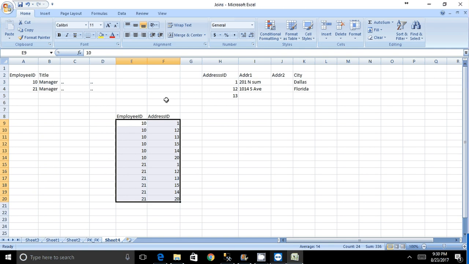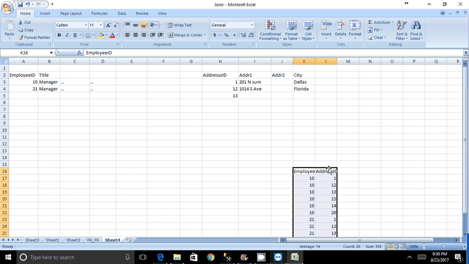With the same example, let's do one-to-one. For the junction table, do you need it for one-to-one? For one-to-one, you don't need the junction table. What you're going to do is put the address ID in the same table. You don't need to go into the other table. So either you put the address ID in the employee table, or you put the employee ID in the address table, whichever way you prefer.